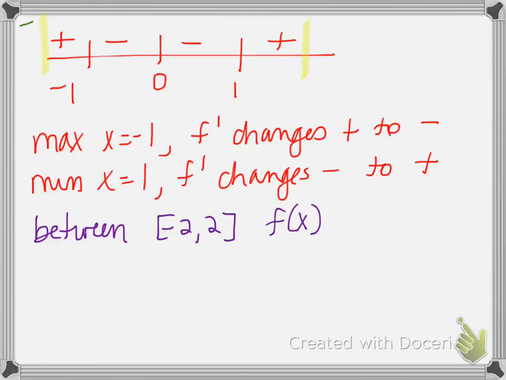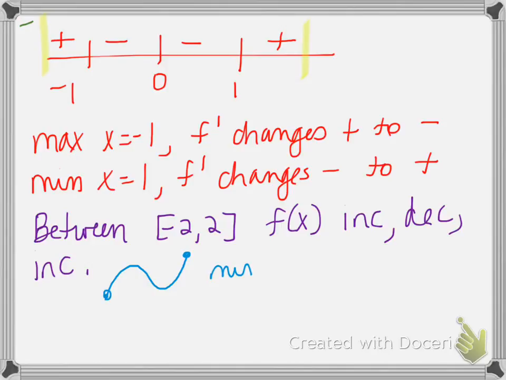Look at the first derivative. F of x increases, decreases, then increases. Now, I'm going to draw a little graph that helps me think about that. So increasing, decreasing, increasing. There's my two endpoints. That means that there is a min at x equals -2, and there's a max at x equals +2.